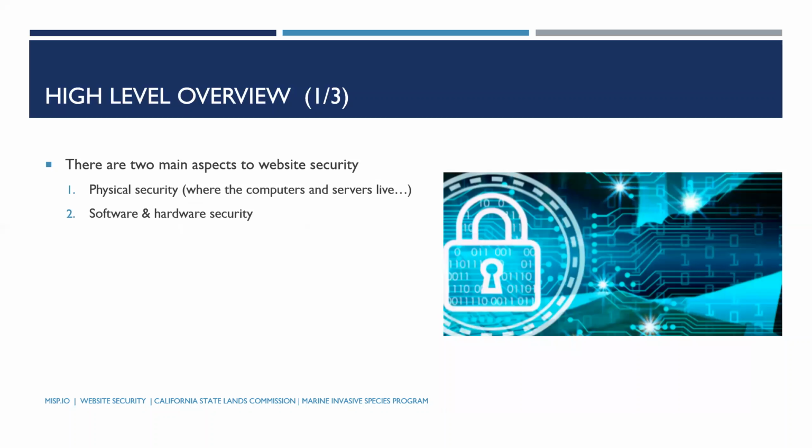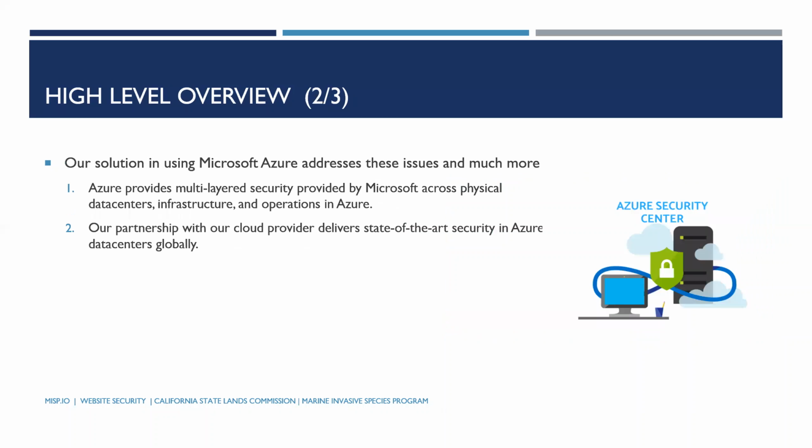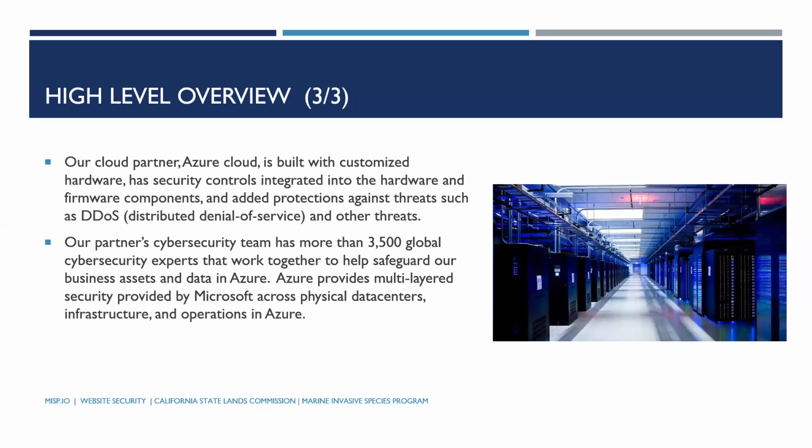Let's step back and take a look from a high level. So there are two main aspects to website security: physical security, where the computers and servers live, and also software and hardware security. Our solution in using Microsoft Azure addresses these issues and much more. Azure provides multi-layer security provided by Microsoft across physical data centers, infrastructure, and operations in Azure. Our partnership with our cloud provider delivers state-of-the-art security in Azure data centers globally.